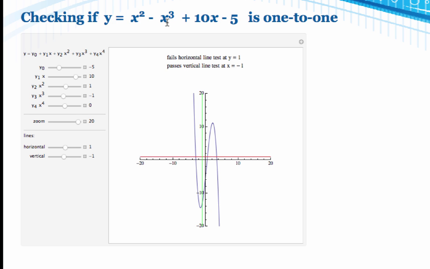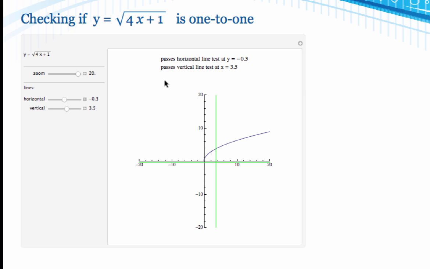To check if this cubic passes the horizontal line test, we just have to slide a horizontal line along the graph. We see that below this turning point, the graph passes the horizontal line test because the lines cut the graph only once. However, in this region between the two turning points, every horizontal line cuts the graph 3 times. Therefore our graph does not pass the horizontal line test, and this is not a one-to-one function.